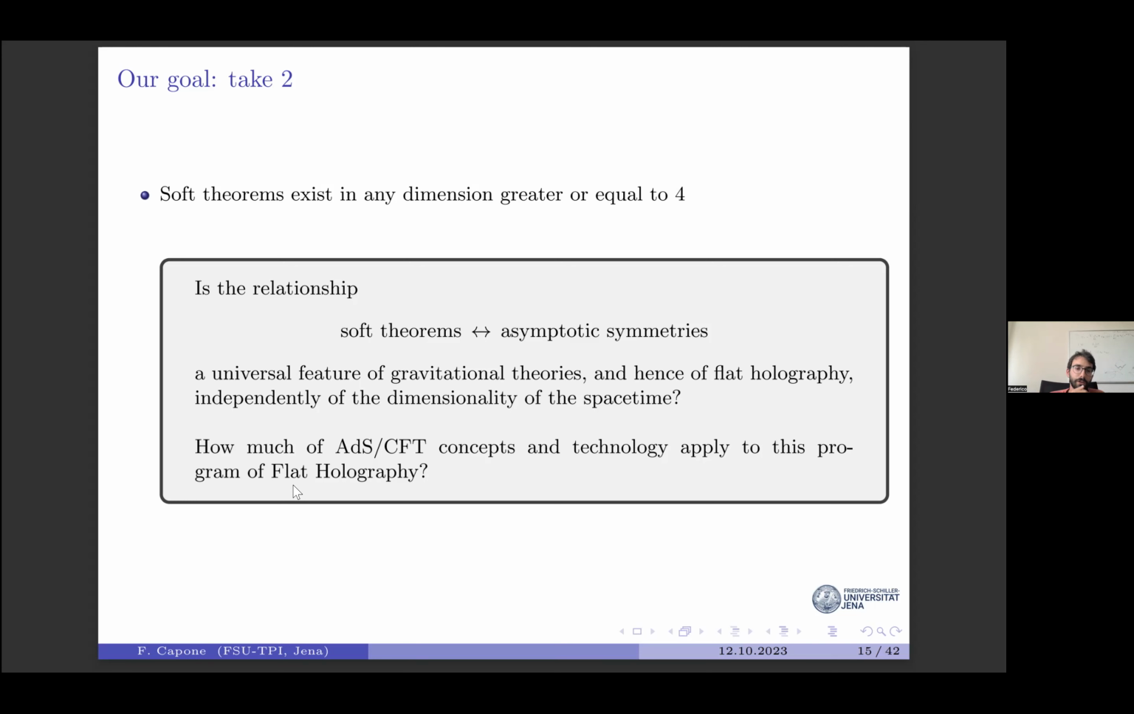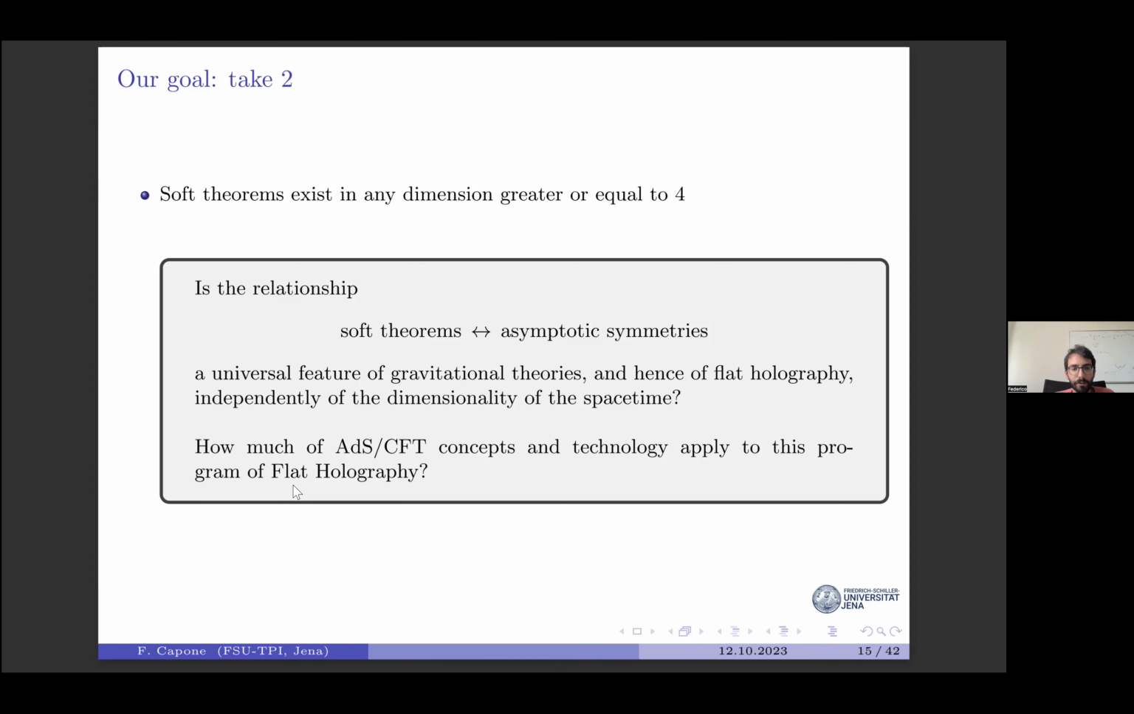And as a bonus point, I would also drag the discussion towards how much of ADS-CFT we can actually transfer to flat holography. This is a question for which I'm going to give not an answer, but just some hints. We already know that there are many things of ADS-CFT that cannot be mapped to flat holography. But there are some other things which are at least interesting similarities.